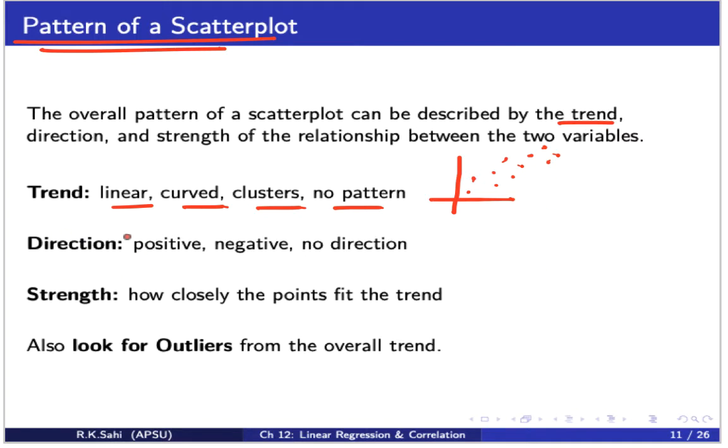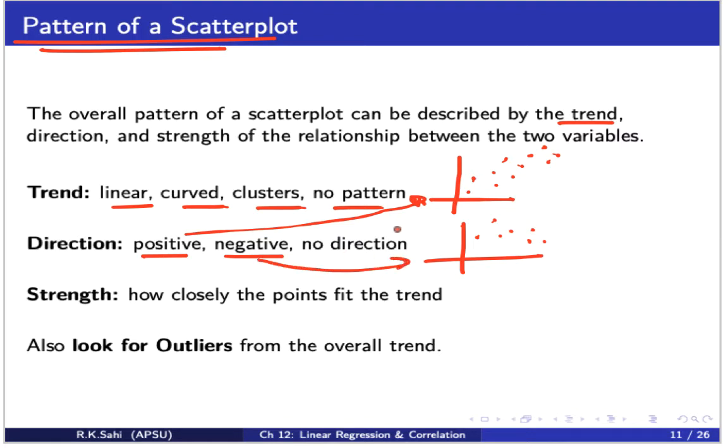Okay. The direction talks about whether it is positive, that means whether the data points are going up, negative, they're going down, or no direction, I can't see anything. So for example, this one is an example of the values going up. Negative would be like this. And no direction, we'll have all over the place. There's nothing, we just don't know what's going on. It's a mess.